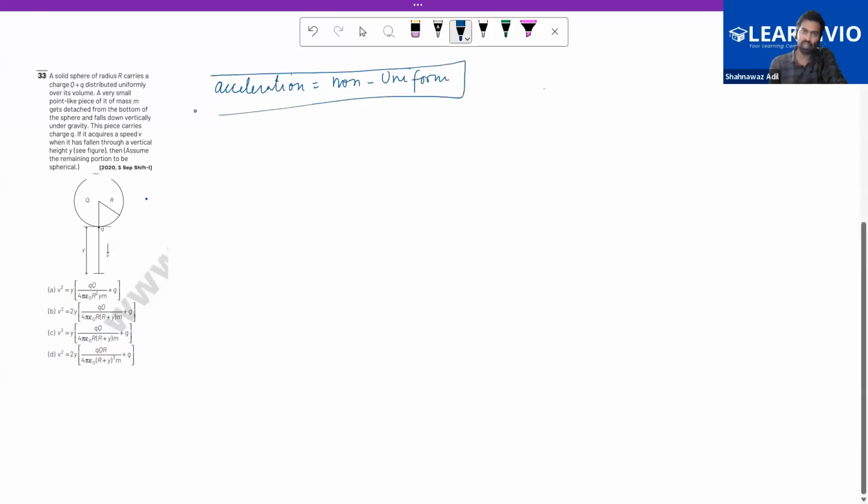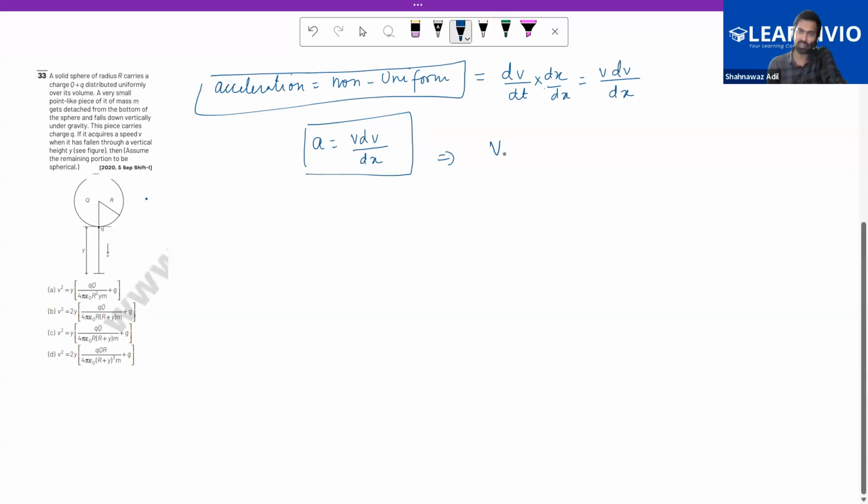And that acceleration, we put it equal to dv by dt, and then we change it to the form of x. So this was v dv by dx, right? So acceleration was v dv by dx. And then, to calculate velocity, we integrated both the sides. That's how we got the velocity. This was the idea of this question.